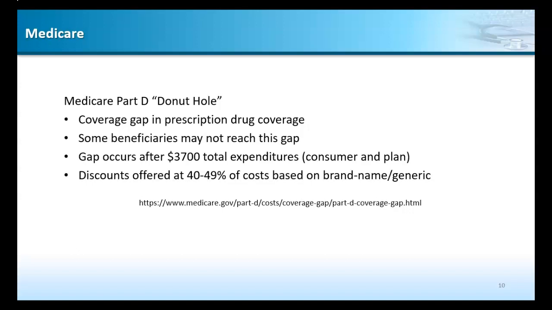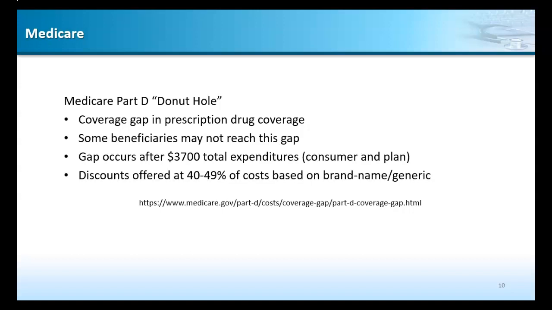A gap occurs after $3,700 total has been spent from the consumer plan on prescription drugs. There are discounts that are often offered at 40 to 49% of cost, based on the type of prescription someone is getting, a brand name versus a generic. So oftentimes, Medicare beneficiaries are steered toward getting generic brands so that they are able to purchase the drug at 40 to 49% of the cost of that drug.